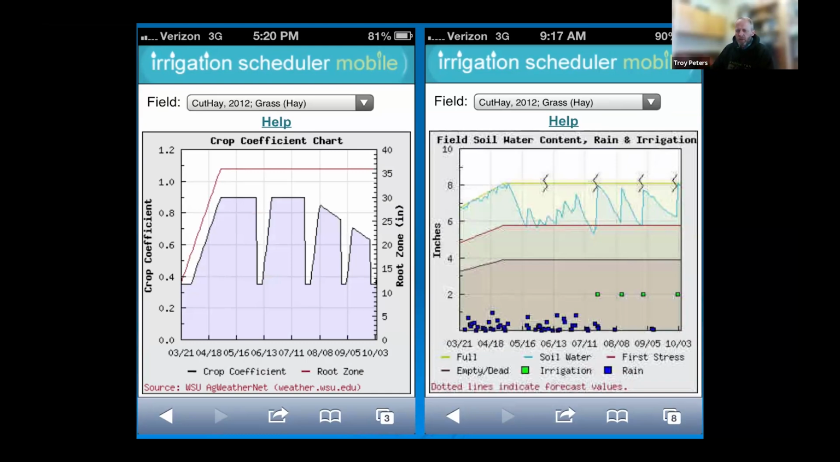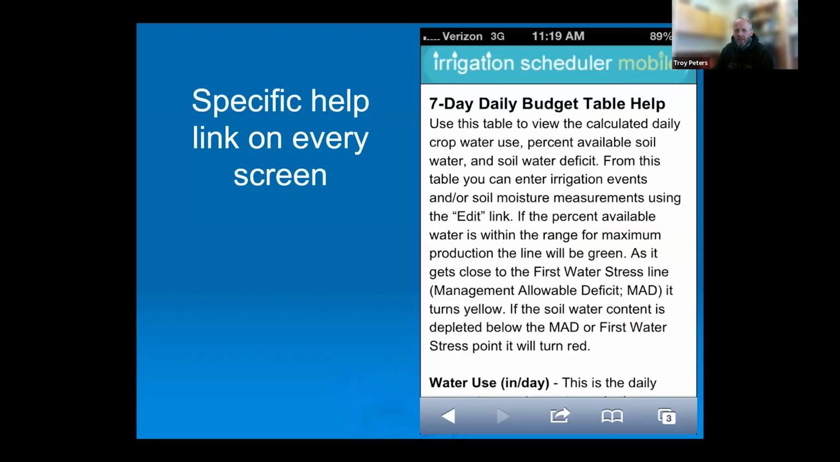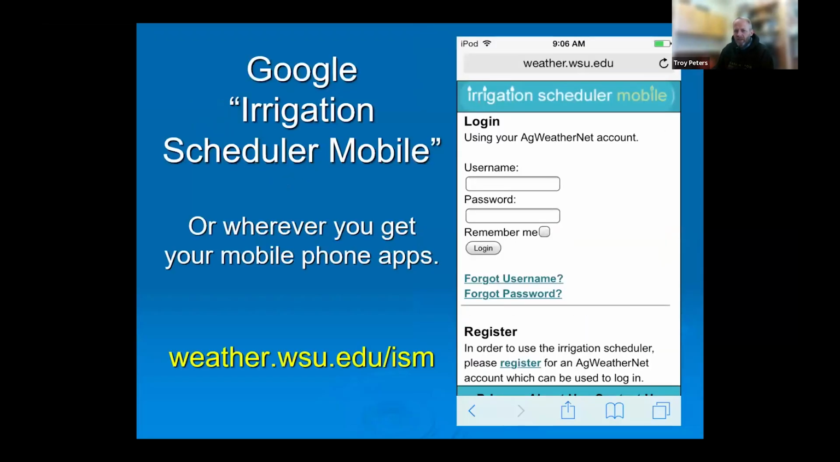It allows you, when you click edit, it knows what crops or forages, and it'll allow you to put in cutting dates, because when you cut alfalfa, it goes from this tall to this tall, and obviously short alfalfa uses less water than tall alfalfa, so it does that. And then there's help screens. If you want to find it, just Google it, irrigation scheduler mobile, and then you can find it. So with that, I am done.